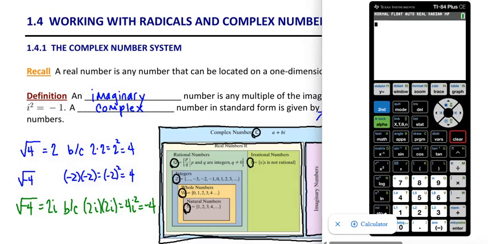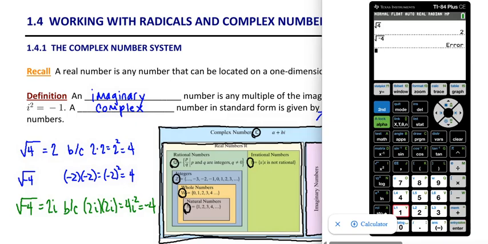Now, just take a quick look at your calculator and observe if we type in the square root of 4, of course the result is a real number 2. But look what happens when I try to type in square root of negative 4. My calculator says, nope, you made an error. That's not a real answer. That's true. The square root of negative 4 is not a real number. So I'm just going to press number 1, quit.